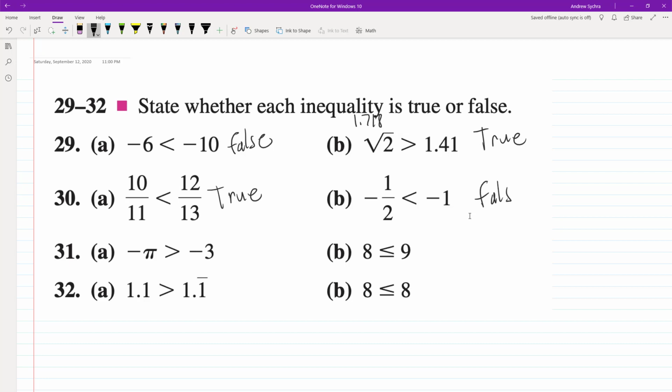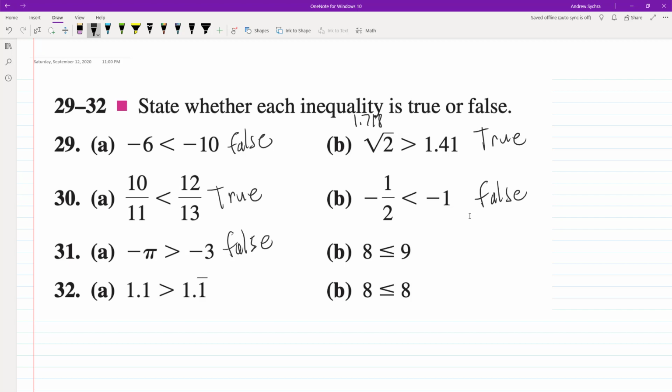False. Because -1/2 is to the right of -1 on the number line. So -pi is greater than -3. False, because pi is like 3.14159 and it goes on, so it's false. Maybe I should capitalize false.